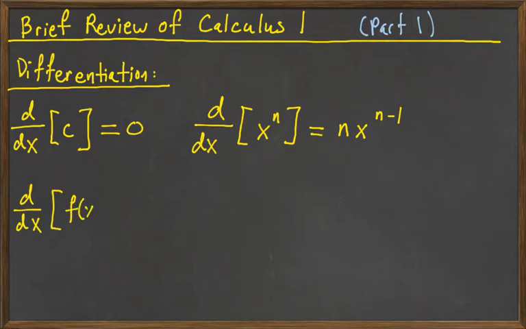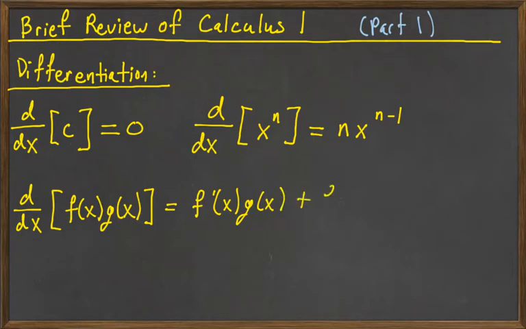Derivative of a product of functions. So derivative of f of x times g of x will be equal to the derivative of f times g of x plus f times the derivative of g of x.